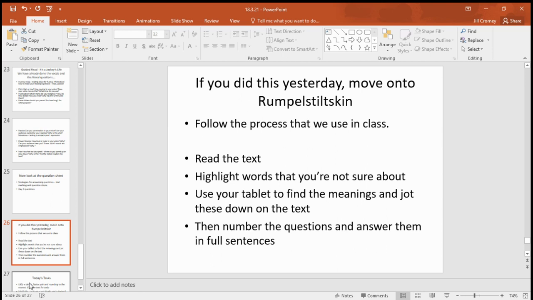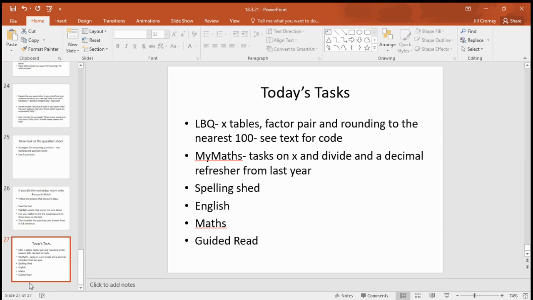One thing that you do need to do there is think, where a word has got more than one meaning, which is the right one. Now, you work that out by reading it in context and thinking, which of those meanings makes sense in that situation? Once you've done that, you'd number the questions as normal, and then you're going to answer them. Ideally in full sentences, however, I do know that space might be restricted on that sheet, so just do the best you can.